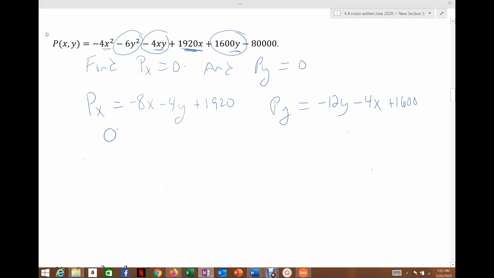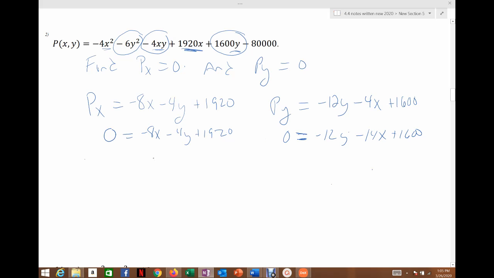Next step, set it equal to 0. Key step, show it. Because when I manipulate this, I can only manipulate it if I've set it equal to 0. That makes everything else I do from this point on true. If I don't set it equal to 0, it's not true.